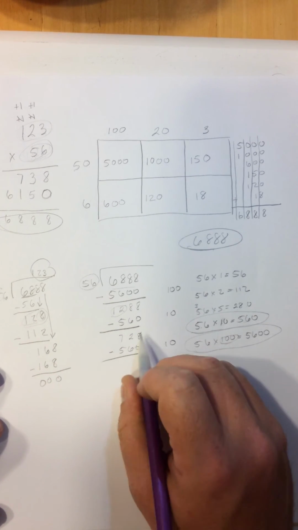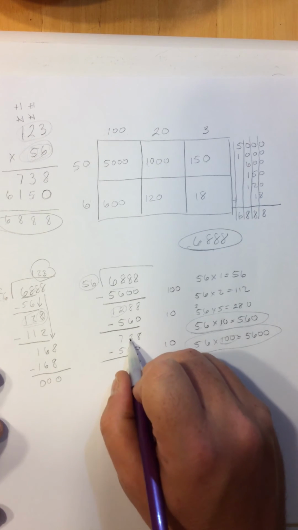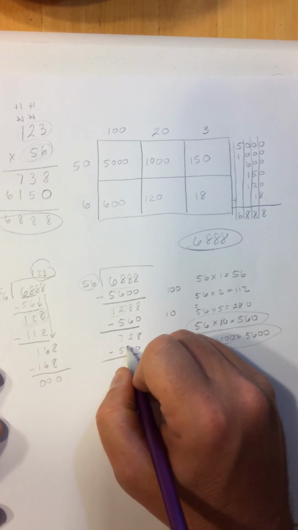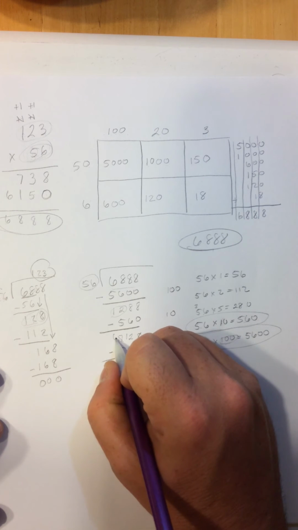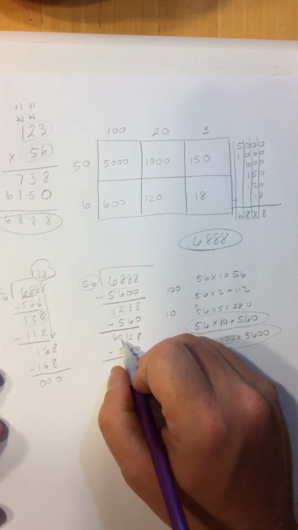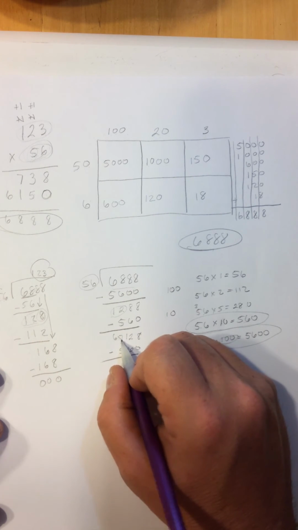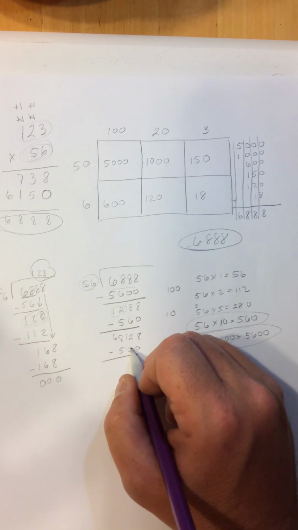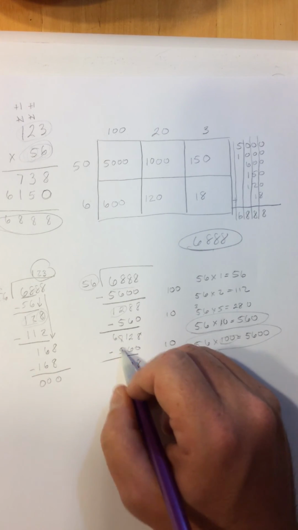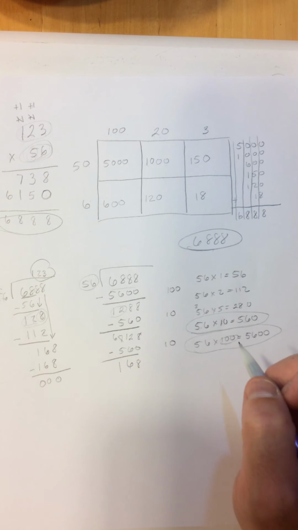And I'm going to write my 10 here. 8 minus 0 is 8. 2 minus 6, that's going to be a problem. So we're going to do a little regrouping. So now I'm going to make this 12, and I'm going to borrow from the 7 in the hundreds place. 12 minus 6 is 6, and 6 minus 5 is 1.